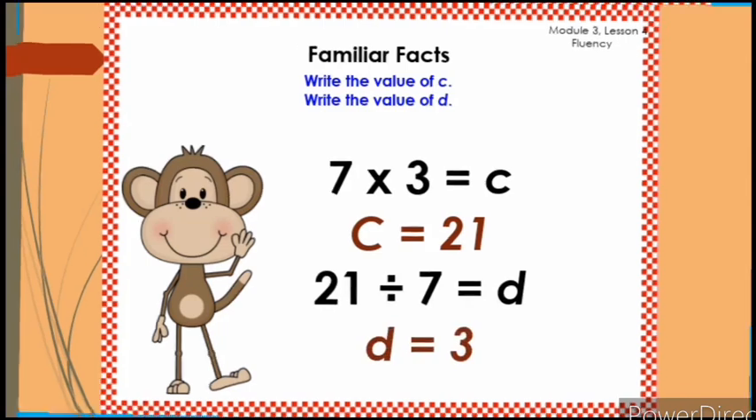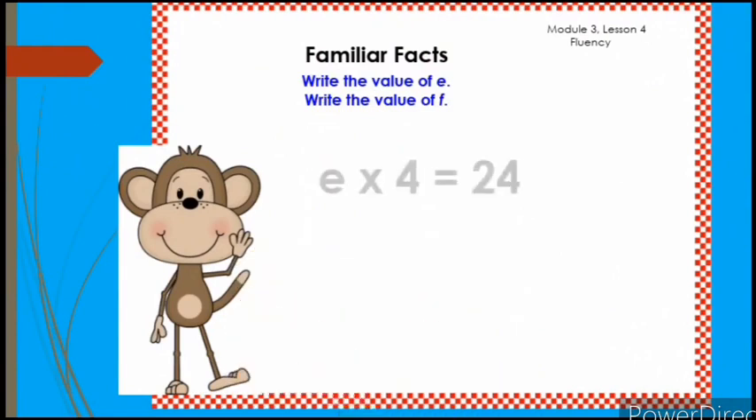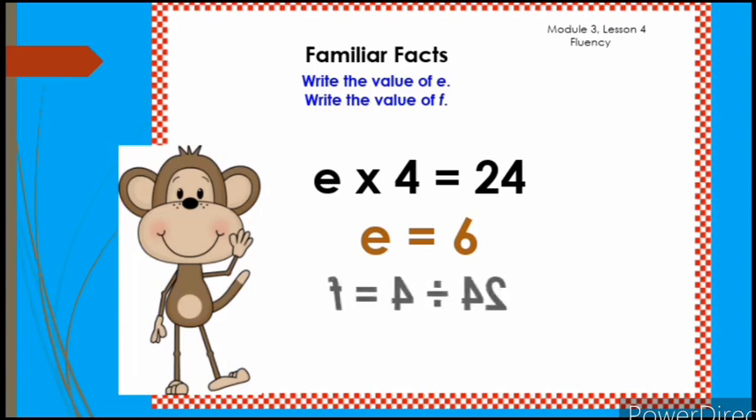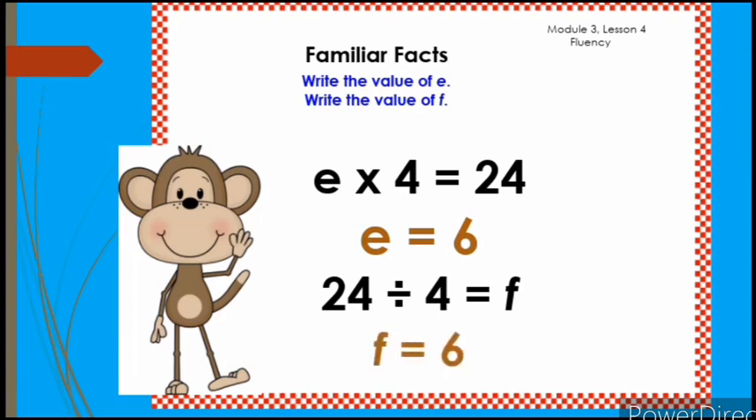Okay, let's look at this one. What is the sentence? I have E times 4 is equal to 24. So what's the value of E? E is equal to 6. Isn't this wonderful? E is equal to 6. Division sentence, 24 divided by 4 is equal to F. Therefore, F will be equal to what? Yes, F will be equal to 6, just by comparing the division sentence with the multiplication sentence. And I have my answers. You can see that.